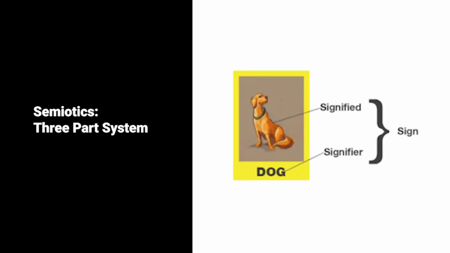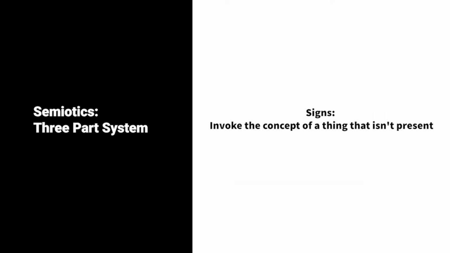Visual, the visual elements to communicate ideas; sonic, the sound elements to communicate ideas; and linguistic, the conventional symbols used by a specific group. This can be further broken down into a three-part system: signs, signifiers, and the signified. Signs invoke the concept of a thing that isn't present. Signifiers are used to invoke an idea, and the signified is what is being evoked.